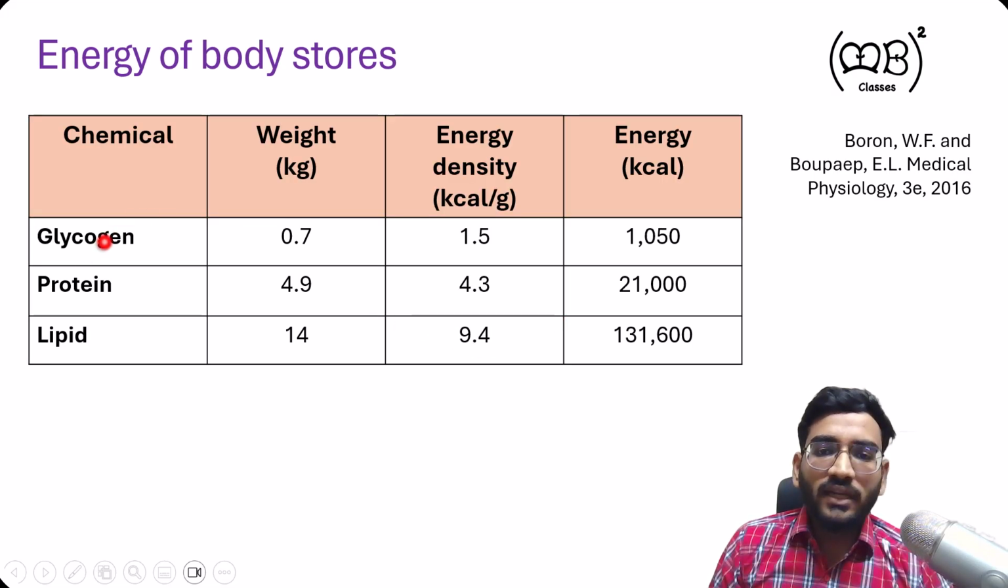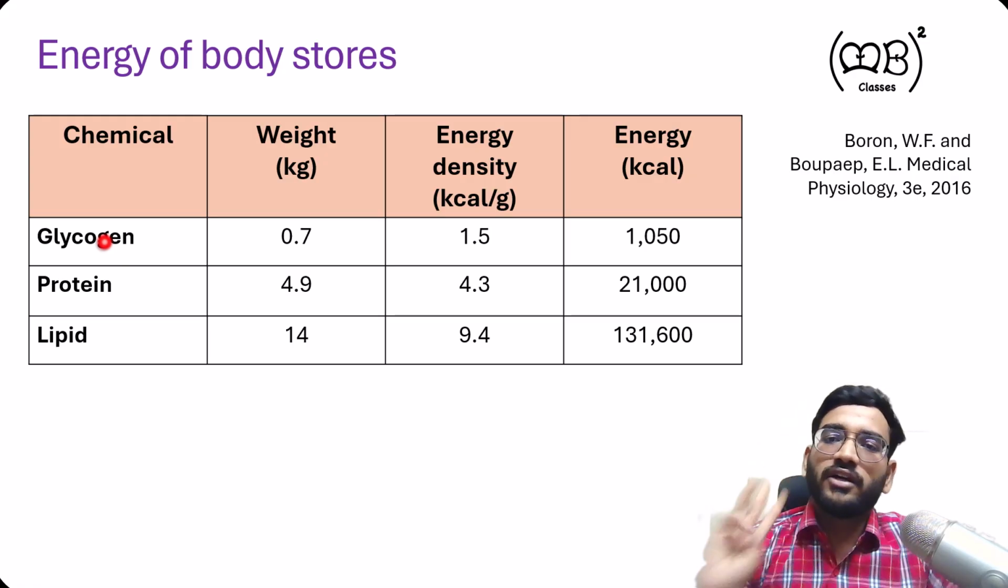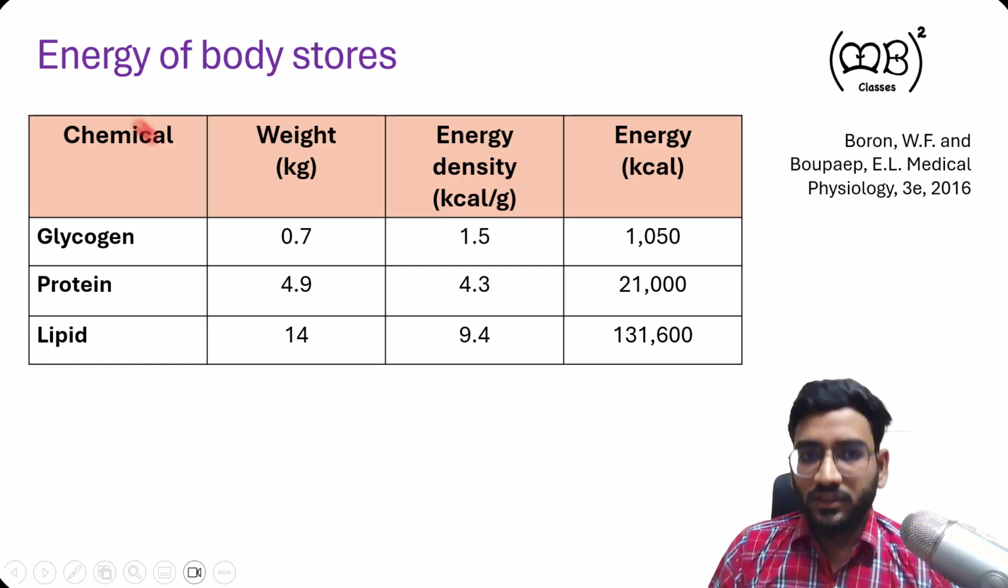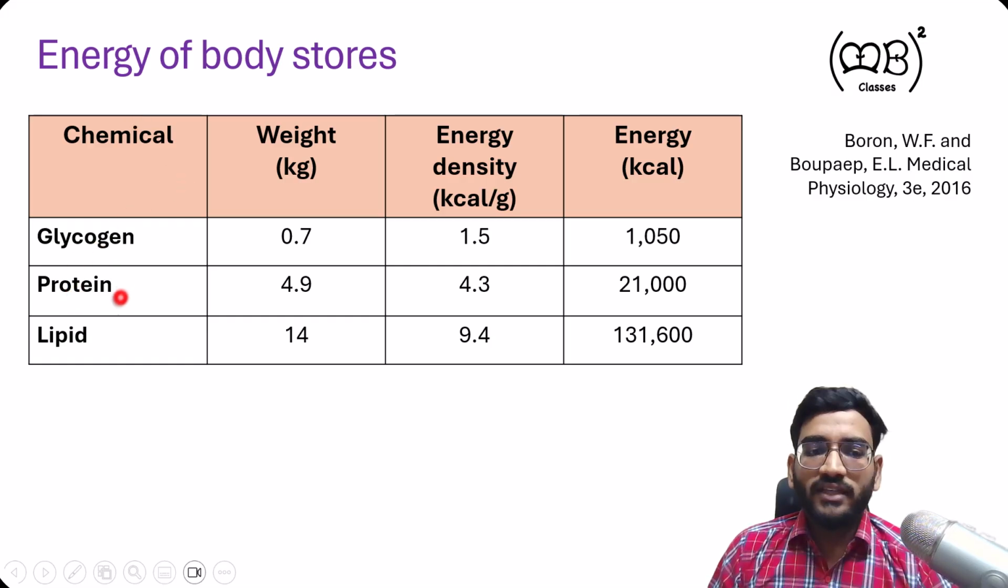Necessarily, there are three important types. One is glycogen, second is protein, and third is lipid. Okay? So protein is not necessarily a form of energy store. Protein is used for many more functions over and above energy storage. So mainly there are two, glycogen and lipid.